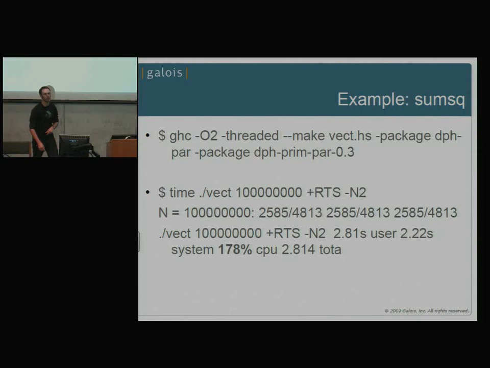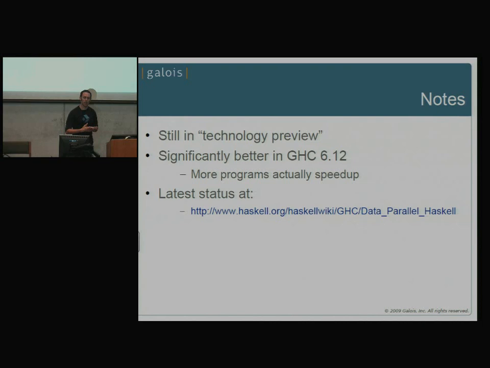Okay, so data parallelism is very new. Very, very few languages support data parallelism, especially nested data parallelism. And I don't think any mainstream languages, certainly not as mainstream as Haskell, support it. More programs are working, and the flattening transformation is getting better. But you can check out the latest status on that wiki page.